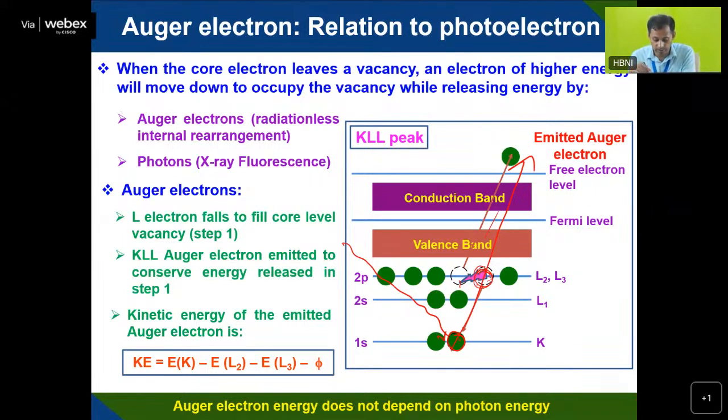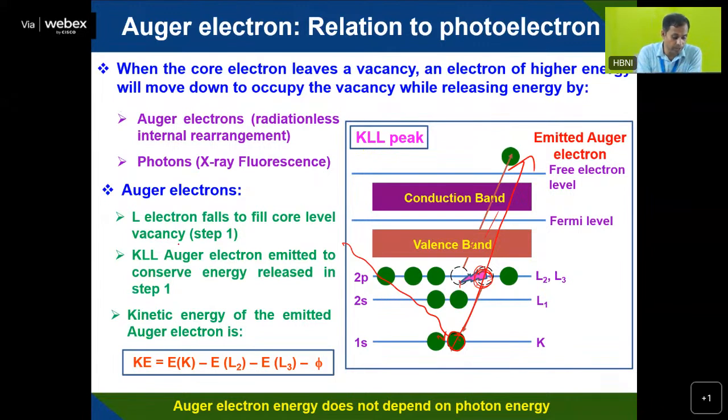Here you can see the K, L1, L2 shells, the Fermi level, and the valence level electrons just above that. Because of that, it is mainly a three-electron process. The other electrons are radiationless, so they don't emit any radiation; it's mainly due to internal rearrangement. X-ray fluorescence photons can also be used to generate Auger electrons. When the core electron leaves the vacancy, an electron of higher energy will move down and occupy the vacancy, while releasing energy as heat.